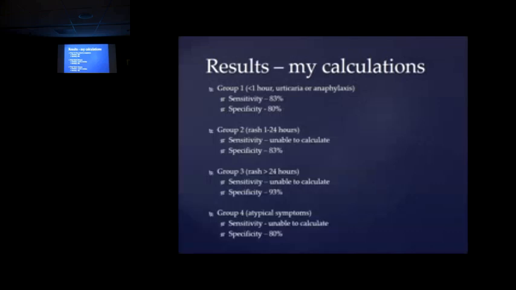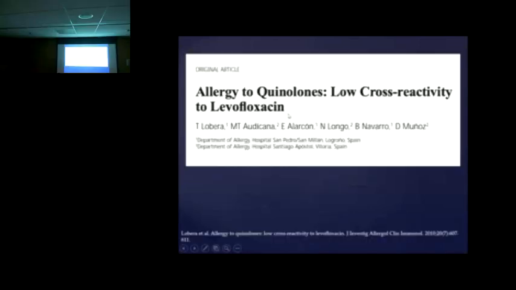So again, I calculated the sensitivity and specificity by groups. Group 1 had a sensitivity of 83% and specificity of 80%. For the other groups I couldn't calculate sensitivity because there weren't any true positives, so I just did specificity. They were 80 to 90%.